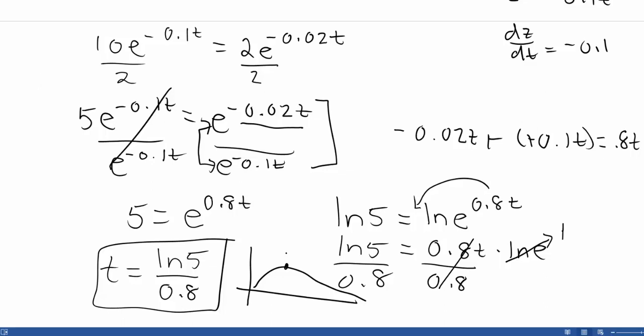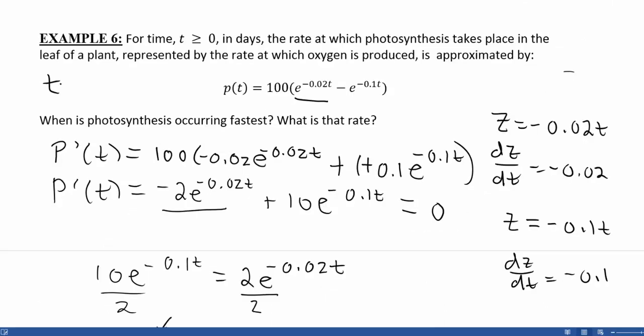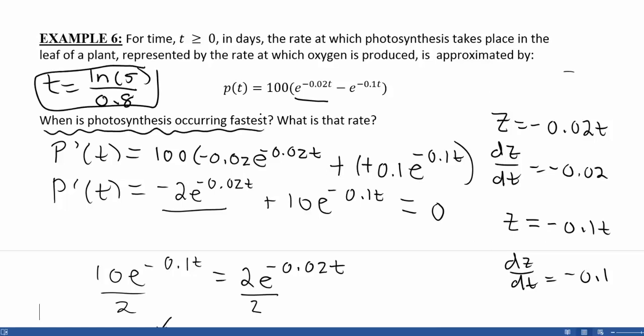However, I also want to know what that rate is. So I have to go back up and find the corresponding dependent value. Again, I'd found my critical point to be t equals the natural log of 5 divided by 0.8. That answers the first part of the question: when is the photosynthesis occurring the fastest? That gave me the independent value. But I also want to know what is that fastest rate that I can achieve. So I need to take this and plug it back into my function.